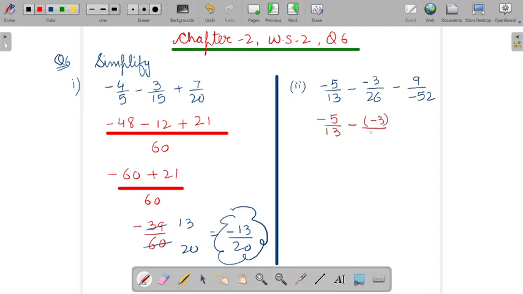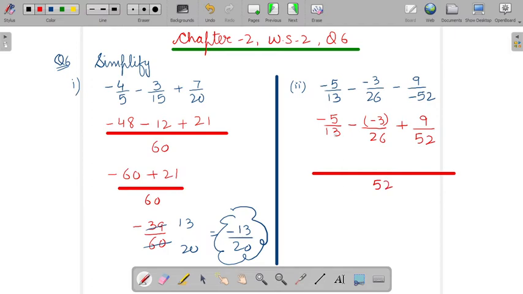So here we will write minus 3 in the bracket. So this minus, we will take it on the upper side to become positive. Minus and minus would become positive. So it would be 9 by 52. Okay. Now you have to take the LCM of the denominator numbers. So for 13, 26 and 52, the LCM would be 52.